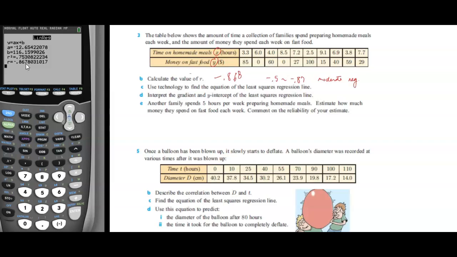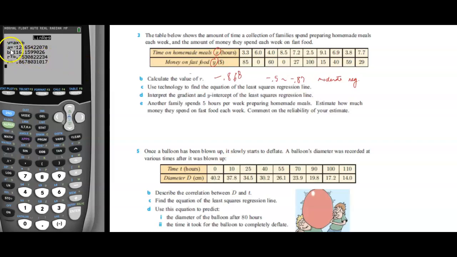It means that the two factors are negatively correlated, which means that when the time on homemade meals goes up, the money on fast food goes down. The more time you spend making homemade meals, the less money you spend on fast food. That makes sense, right? Then it says to find the equation of the least squares regression line.